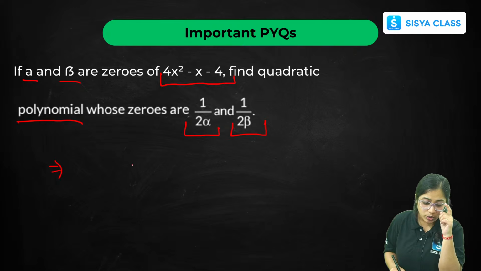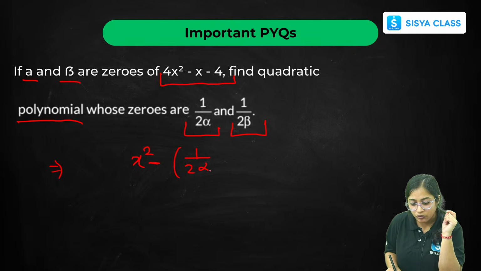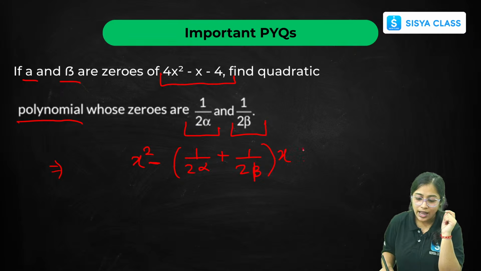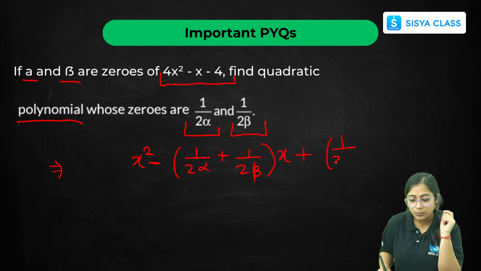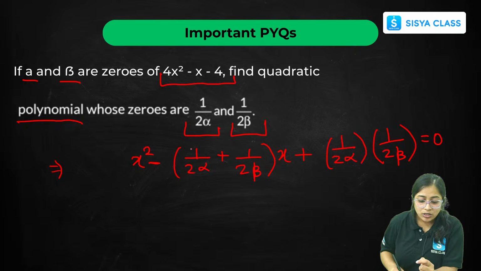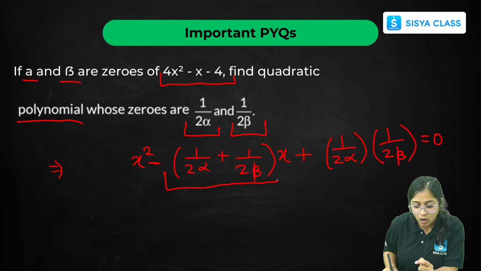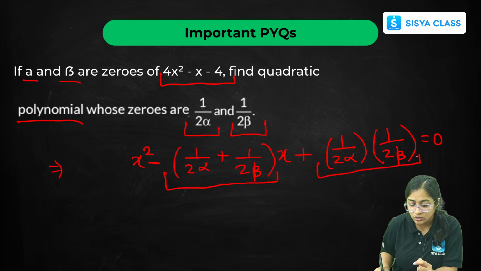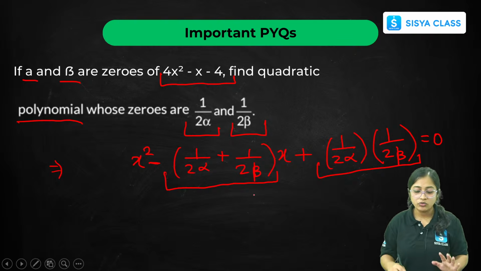2 beta? So it will be x square minus (1 upon 2 alpha plus 1 upon 2 beta) into x, and plus here you will multiply the roots, that is 1 upon 2 alpha into 1 upon 2 beta, right? This is the quadratic polynomial whose roots are 1 upon 2 alpha and 1 upon 2 beta, right? So now we just need to find the value of these quantities, okay? We just need to find that.